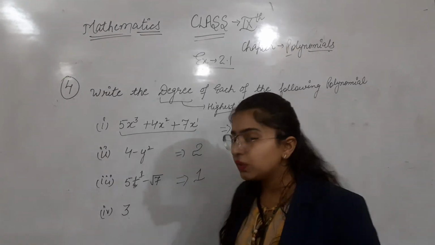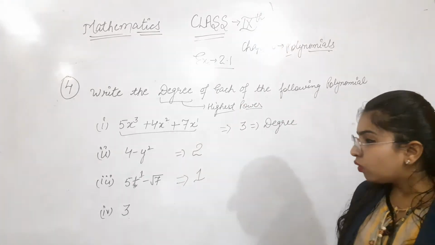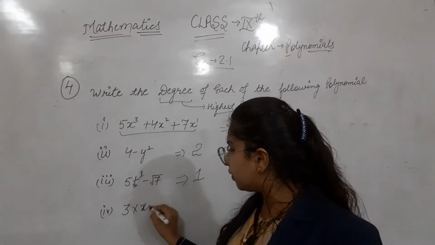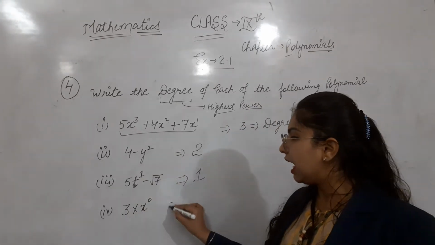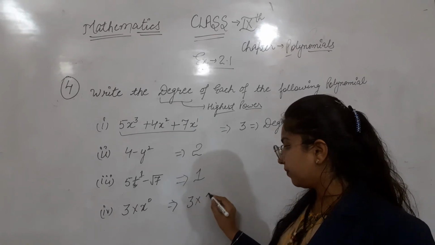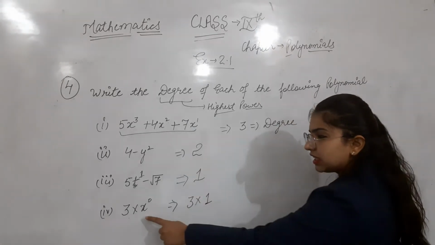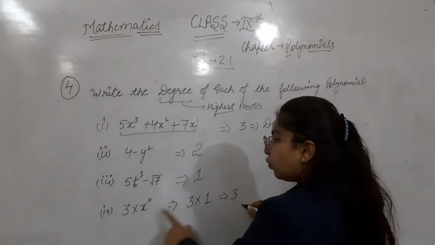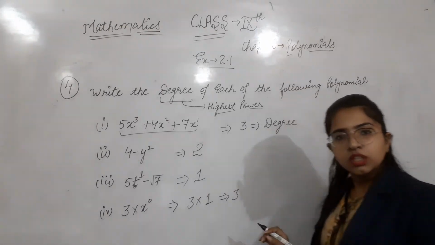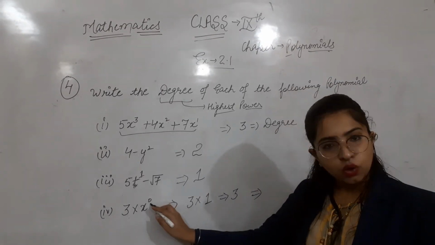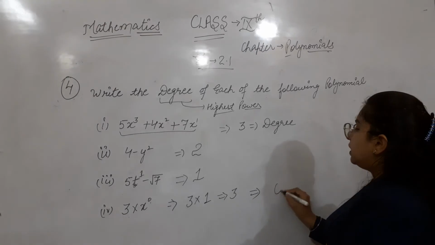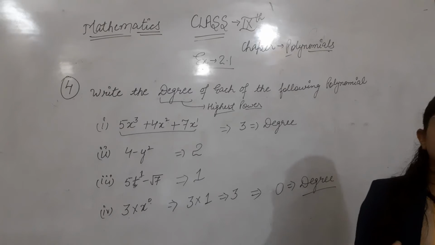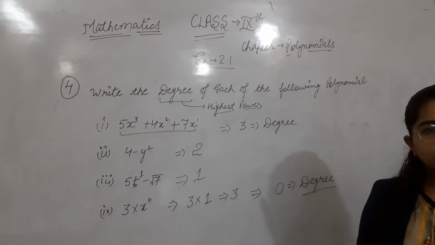Okay, now this one is constant polynomial. Constant polynomial you can write 3 into, you have to take variable also. x raised to power 0 because x raised to power 0 is 1. This you have to understand carefully because x raised to power 0 is 1. 3 into 1 will be 3 only. So you can write 3 into x raised to power 0. Here the power of variable is 0. So the degree will be 0 only. Getting? This was the fourth question only. Simple. Next, fifth question.